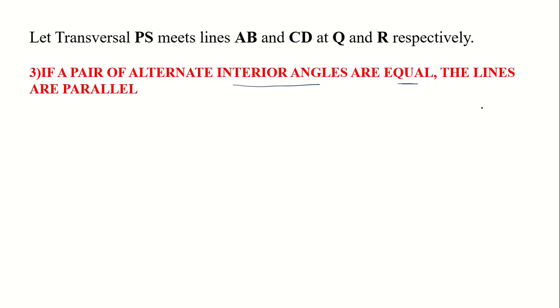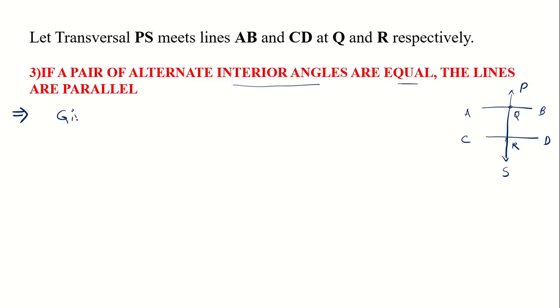Let us take a diagram. This is your line AB and this is your line CD. These both lines are parallel to each other, and a transversal PS with points Q and R cuts through these two parallel lines. Now we are required to prove that if a pair of alternate interior angles are equal, then the lines are parallel. So first let us move with the solution.